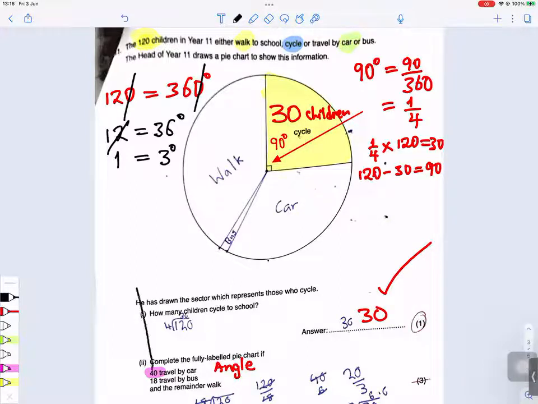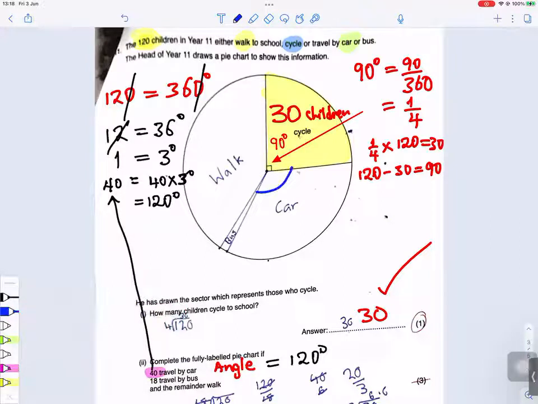So 40 would be 40 times 3 degrees, which is 120. So for this 40, the angle is 120 degrees. You will get your protractor, and for car, you would draw the angle of 120 degrees with the protractor. And I'll color that one in green.